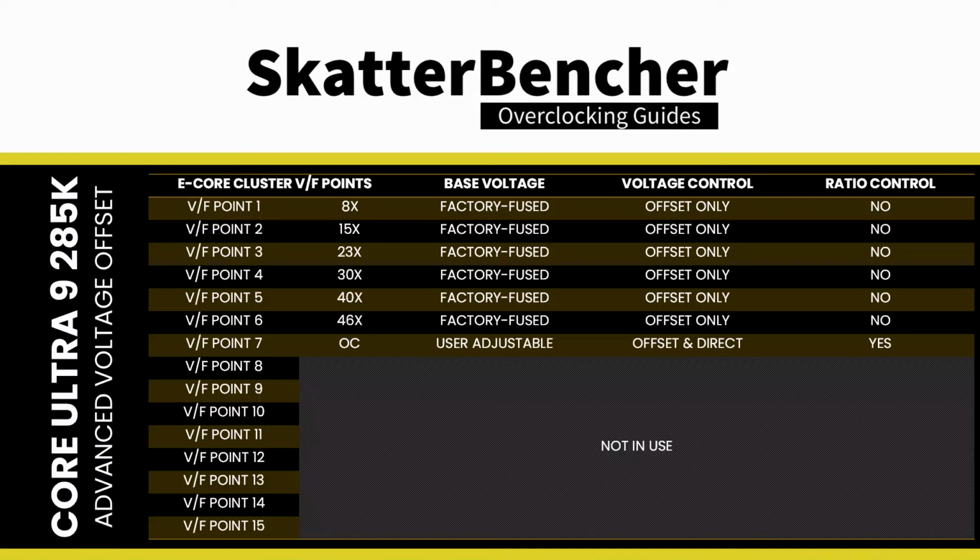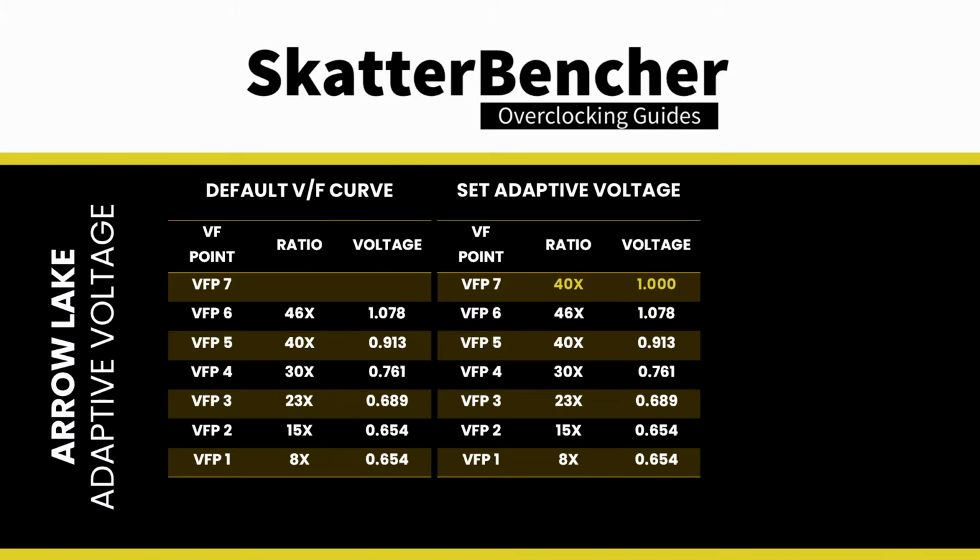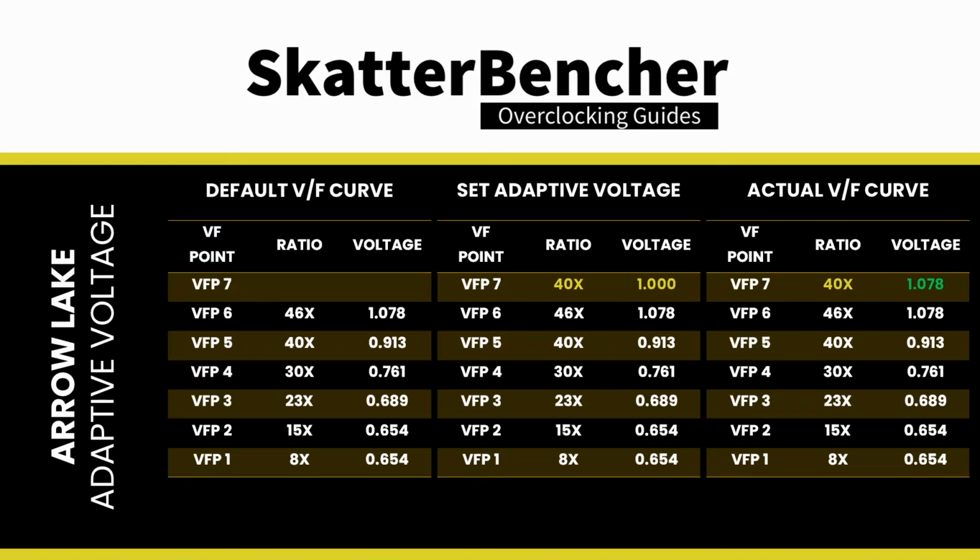This can be a little bit strange because you can program the OC ratio to any value, including lower than 46x. For example, let's say you've set the E-core per core ratio limit to 40x and the adaptive voltage to 1 volt. In that case, VF7 will be programmed to 40x at 1 volt. However, the actual frequency will be 4 GHz with 1.078 volt, as that's the voltage for VF6.